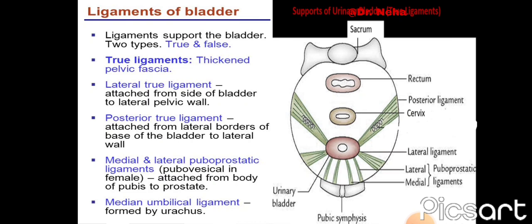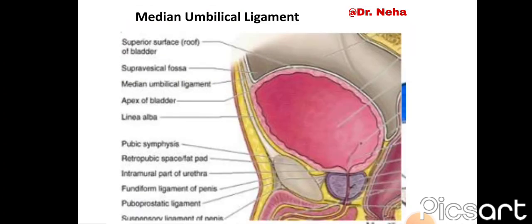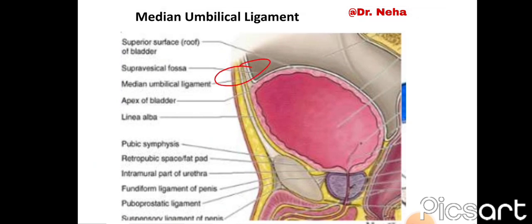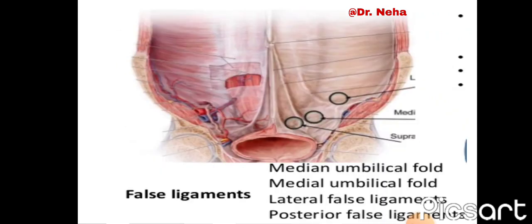In the diagram, this is showing the superior view of the pelvis, in which the pubic symphysis is lying anteriorly and the sacrum lies posteriorly. In the pelvic cavity, we can see in front the urinary bladder. In the middle, we can see the cervix, and the posterior-most structure is the rectum. Then the median umbilical ligament, it is formed by the urachus. So in this diagram we can see the urachus, the median umbilical ligament, which is connecting the apex of the bladder with the umbilicus.